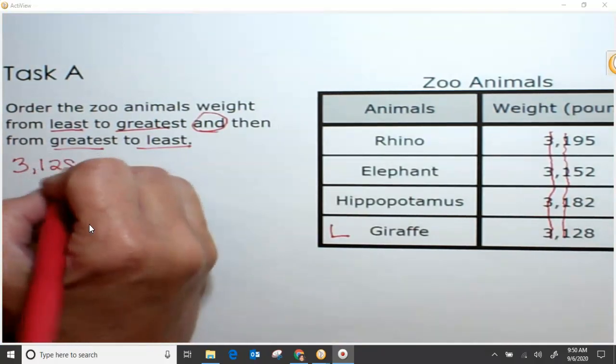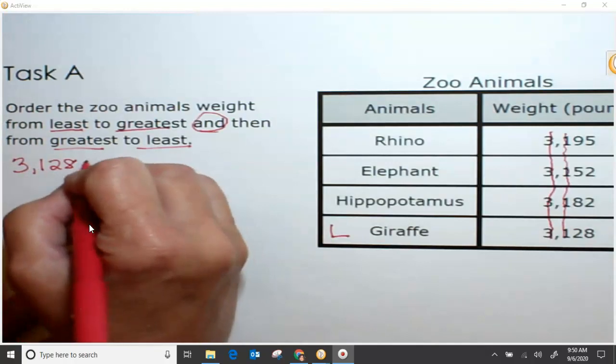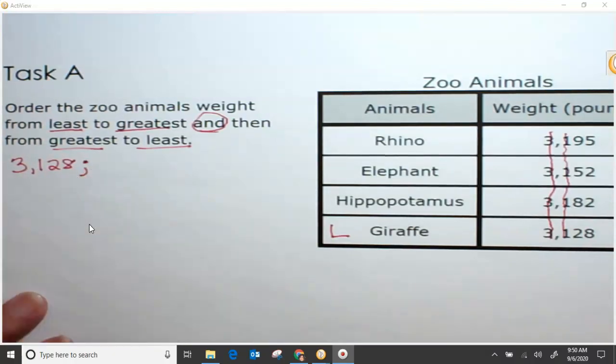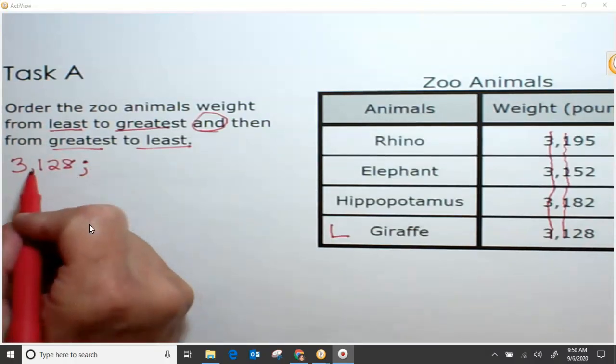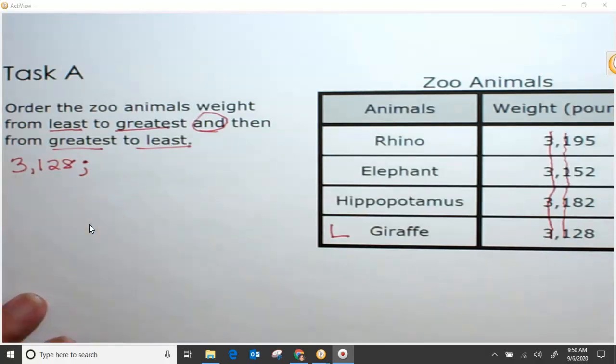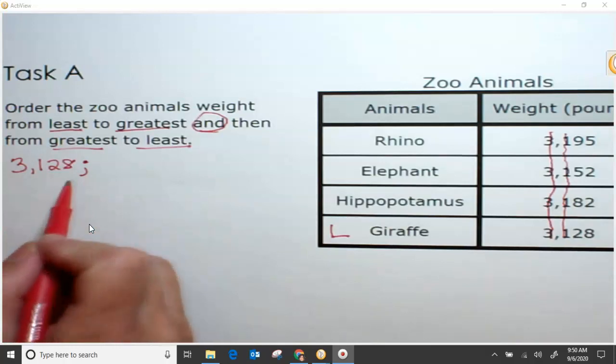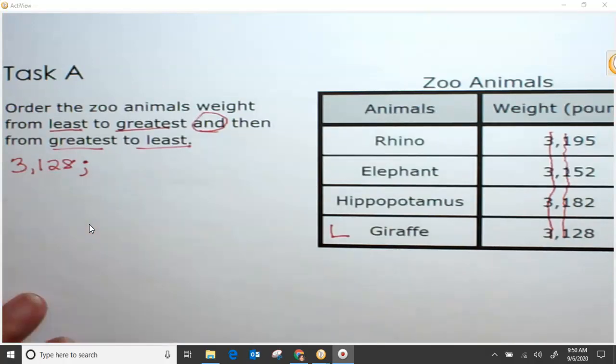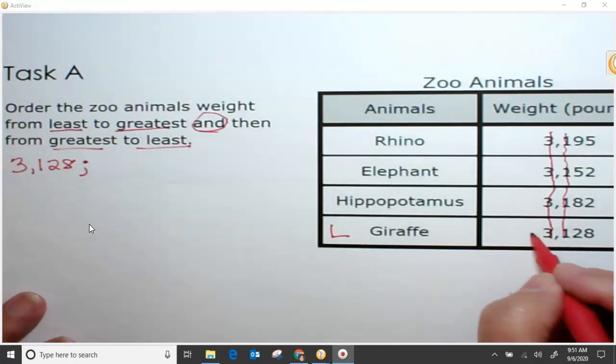And when I write my numbers in a list, I like to put a semicolon between them instead of a comma, because a comma usually separates the periods and the numbers to make it easier to read. So that's why I use a semicolon, so I don't get confused thinking that it's just a really huge number. Okay, so I'm finished with that one.